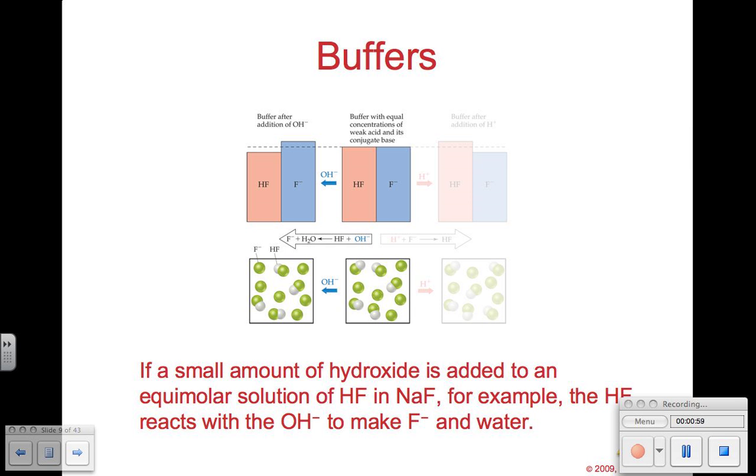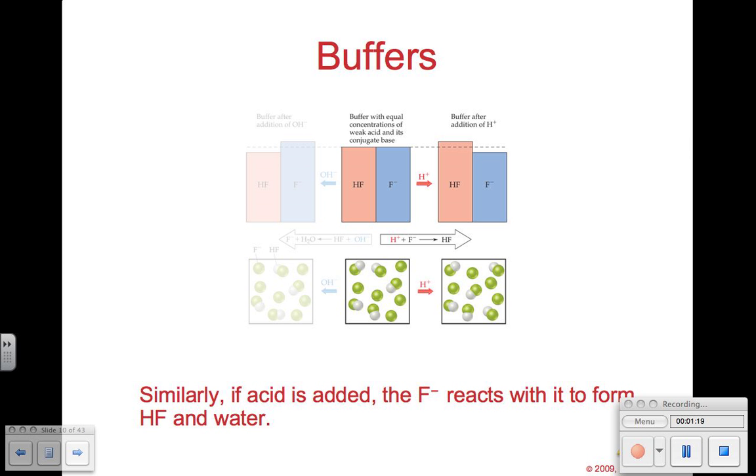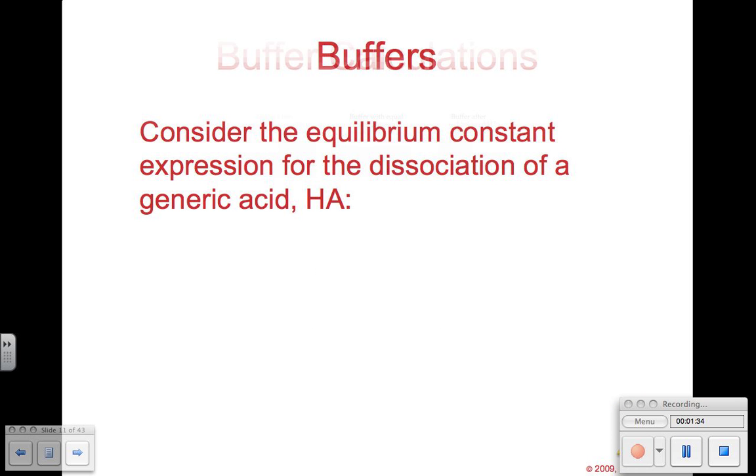And let's say we add a small amount of hydroxide to the solution, so we're adding a strong base. What ends up happening is that the OH minus will react with the HF to make more F minus in solution. But the overall change will be minimal in regards to the overall pH. Same thing if we have the same buffer solution, but we add a strong acid, a bunch of extra hydrogen, and you end up getting more HF. So it shifts one way or the other.